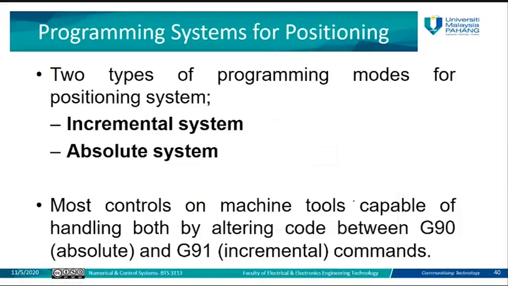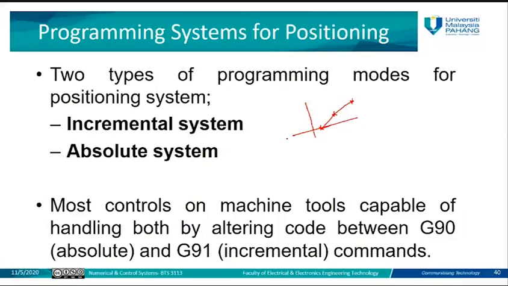In the incremental system, the reference point is not fixed; it moves from one point to another. For example, if this is the first reference point, then the machine moves to this point, then to another point here. So the reference will not be fixed, it will move. The first reference point is here, the second reference point will be there, the third reference point will be there, and so on. So the last point where the machine stops becomes the reference point for the next step. We will see this in detail later on.